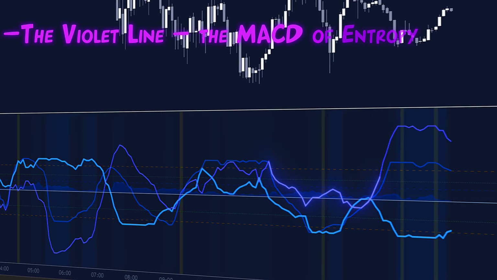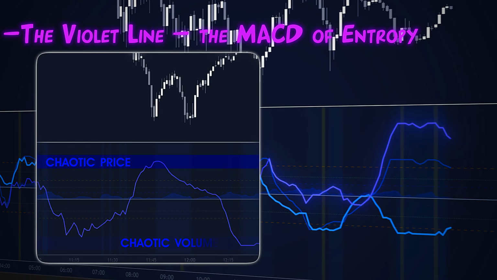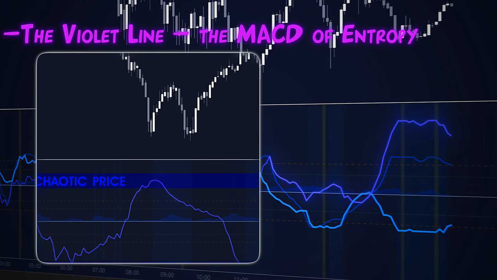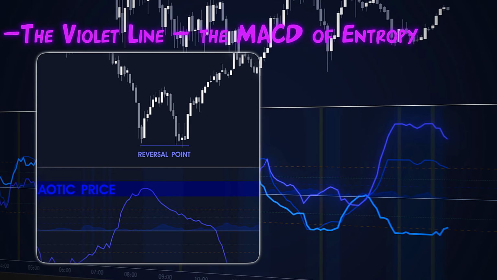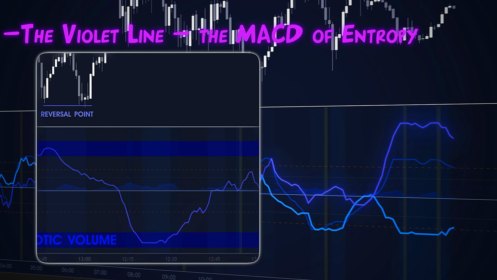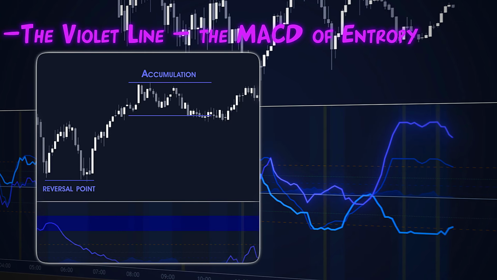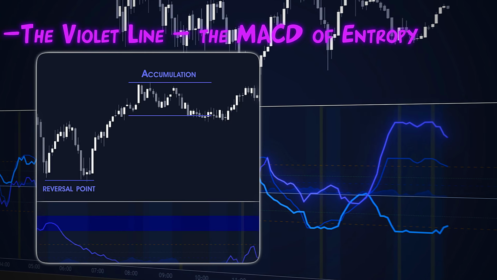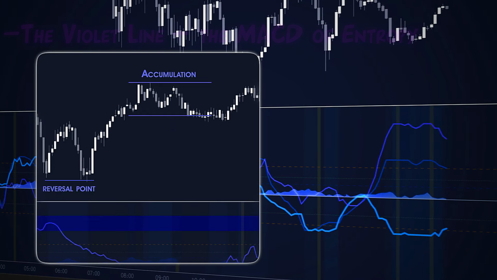The purple line, the MACD of entropy, measures the difference between price chaos and volume chaos. When it is well above zero, it means that price is much more chaotic than volume, a sign of weakness that usually appears at reversal points. When it is well below zero, it indicates that volume is more chaotic than price. These chaotic volumes usually signal that large investors are moving positions sharply, which often happens before a major trend reversal.